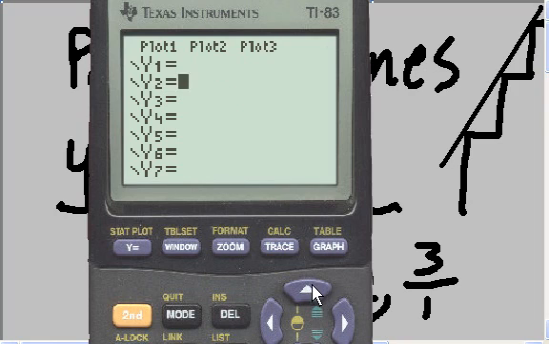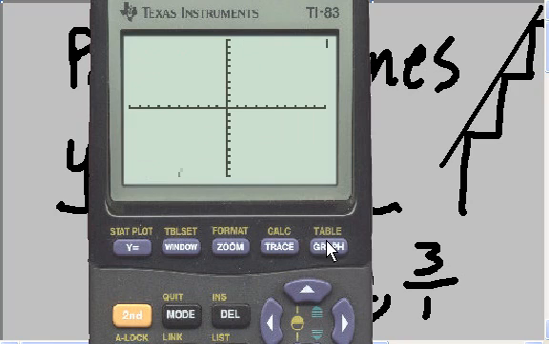Right, let's go up here. And y equals, what did we say? 3 times x. Now let's put in plus 5. 3 times x plus 5. Now this 3x, 3 times x, that 3 is the slope. Let's graph this. Click on graph, and you get a line like that.